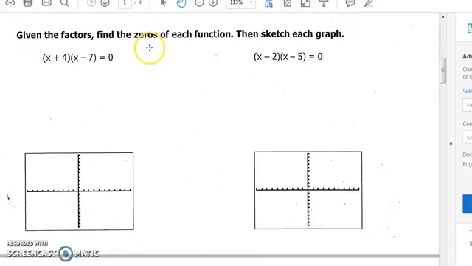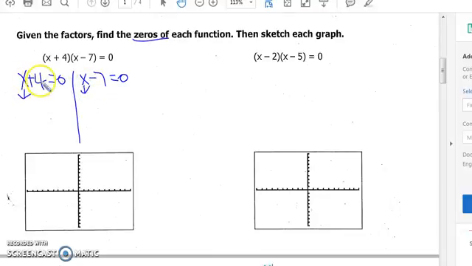Given the factors, find the zeros of each function, then sketch each graph. What you're going to do is, first, solve for x. You're going to have two values for x because you have two factors here. So I'm going to ask you to draw a line, one for x plus 4 equals 0. This one is x minus 7 equals 0. You set each one equal to 0, because zero of a function means y equals 0. So you put the 0 in the y position, and then you solve for x.